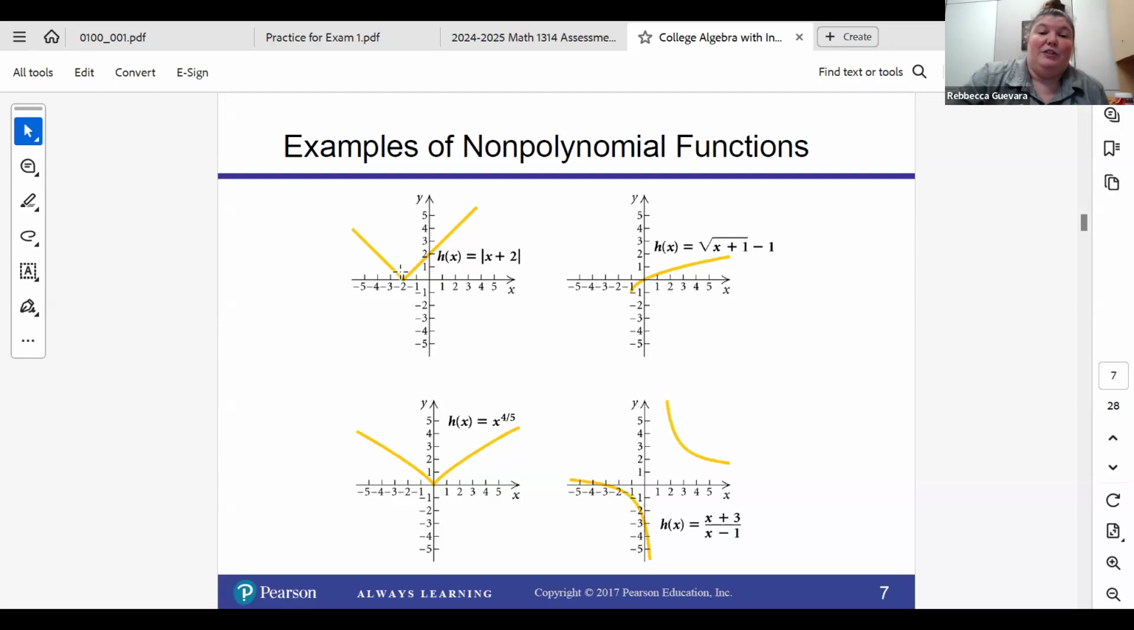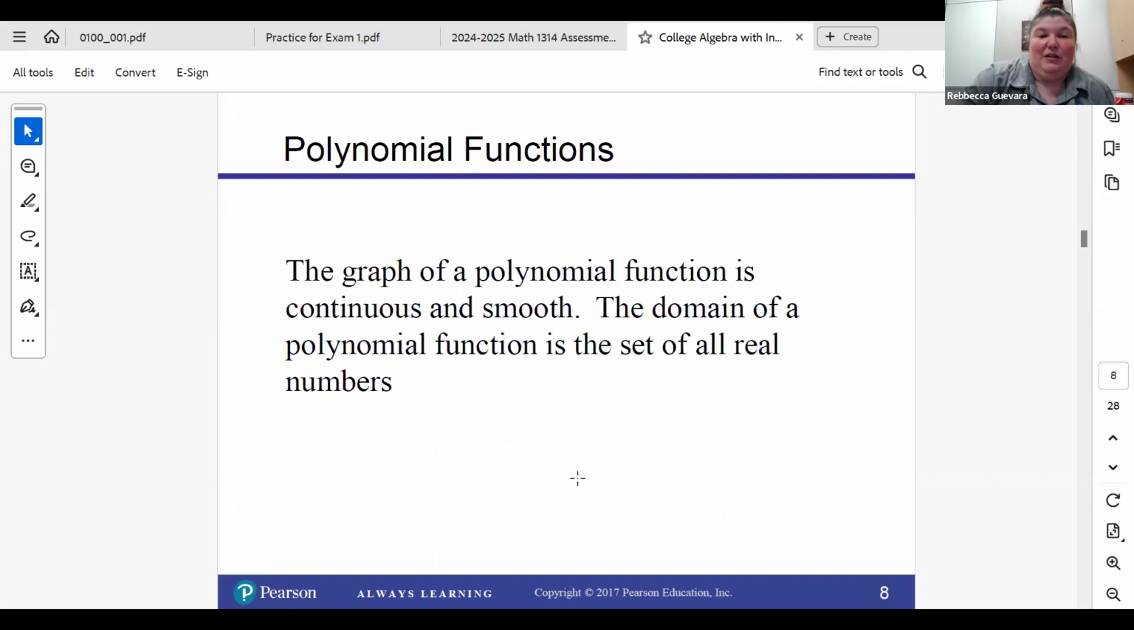These are non-polynomial functions because that's absolute value. This would be an exponential. This is the case where if we use a power that is not a positive integer, that's not a polynomial. We get this kind of curved V shape. And then here, this is a rational.